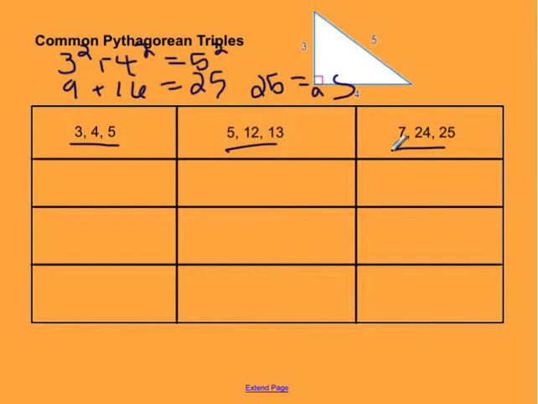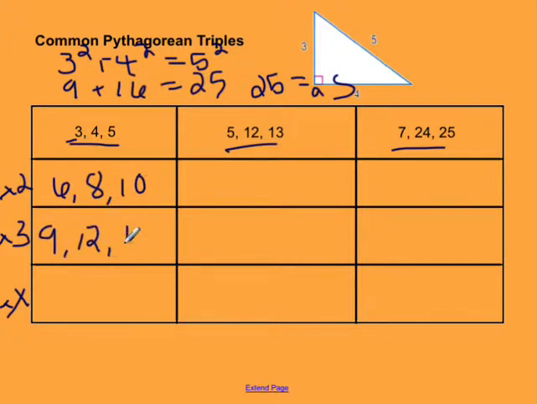Now here's the cool thing about Pythagorean triples. Any multiple of a Pythagorean triple is also a Pythagorean triple. So we can take all those values and multiply them by 2, and multiply them by 3, and even multiply them by x. So for example, 3 times 2 is 6, 4 times 2 is 8, 5 times 2 is 10. So 6, 8, 10 will form a right triangle. 3 times 3 is 9, 4 times 3 is 12, 5 times 3 is 15. 9, 12, 15 will form a right triangle. Likewise, if we had a triangle with the sides 3x, 4x, and 5x, that would always form a right triangle.